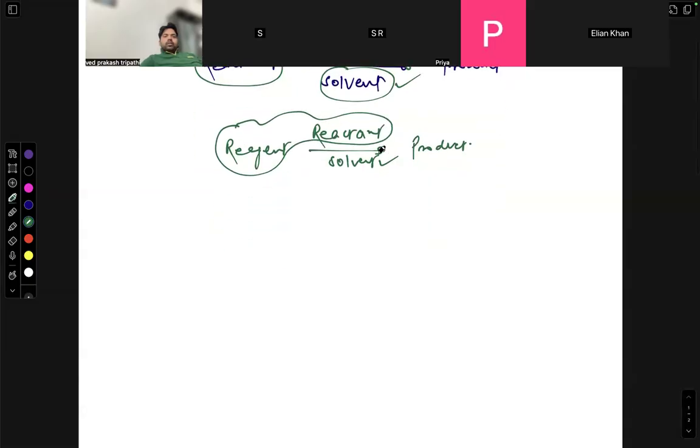Let's talk about the categories of solvent. Solvent is of two types, polar and non-polar.